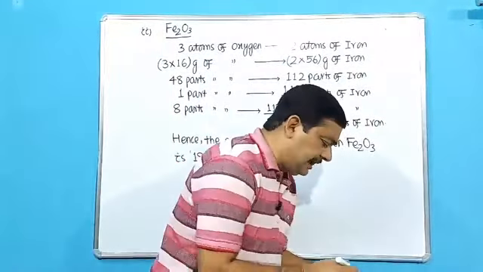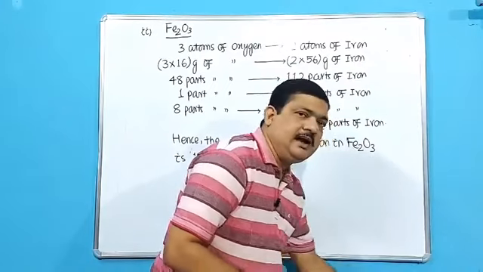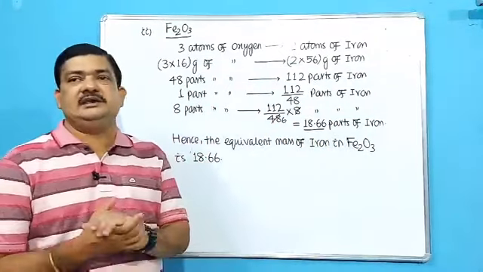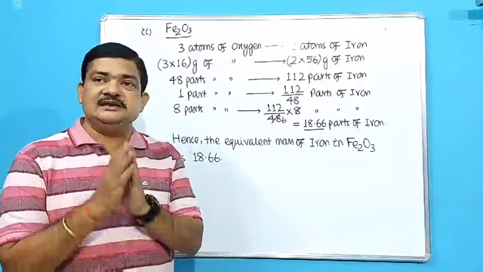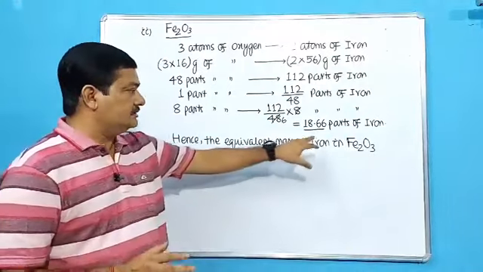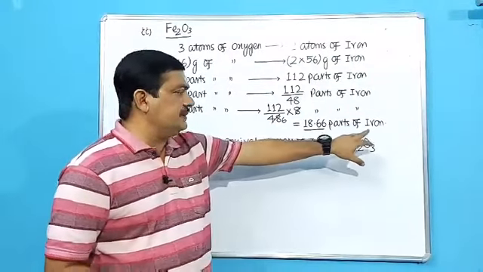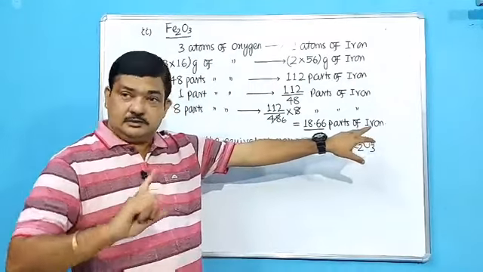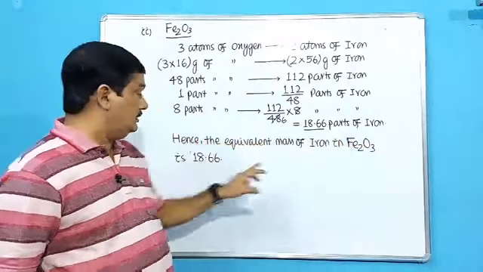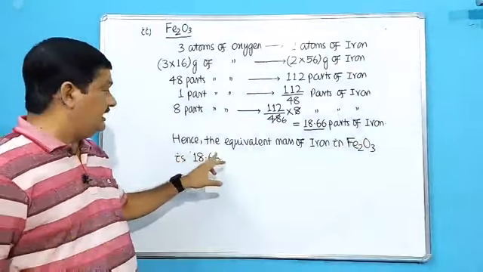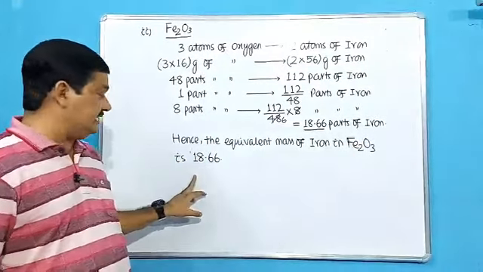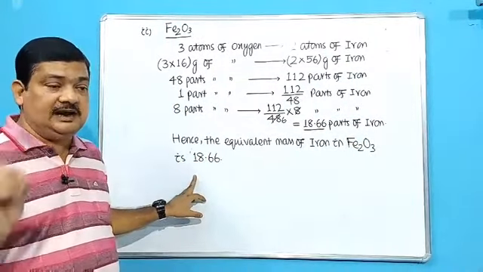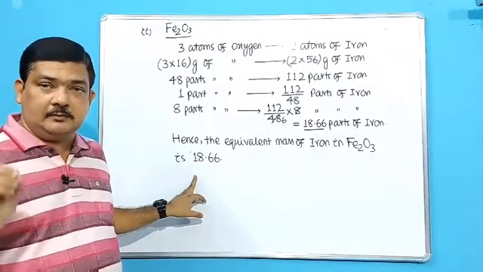So most of you have written it as parts. Do not write anything, parts or gram, here, because equivalent mass is simply a number. It combines with 18.66 parts of iron, which means that is the equivalent mass. So do not use the word parts. You write like this: hence the equivalent mass of iron in ferric oxide is 18.66.